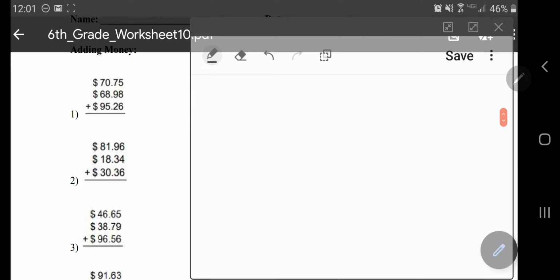So we're going to start off by adding money. You can think of this as adding decimals, just regular decimals. So I'll do the first one for you guys. Sorry if my handwriting's messy.